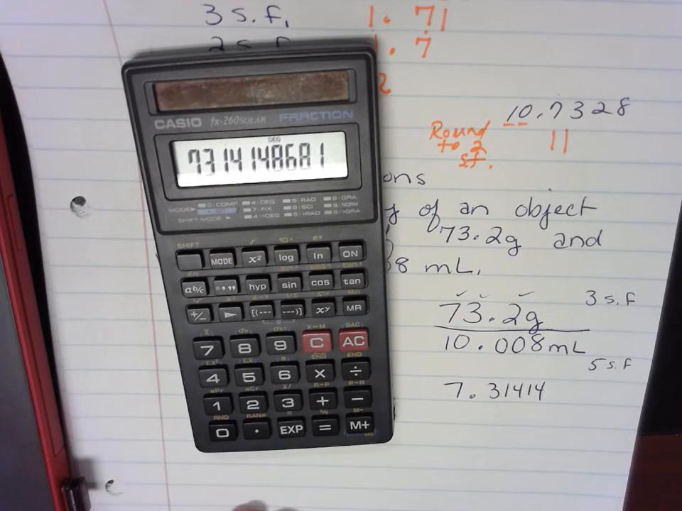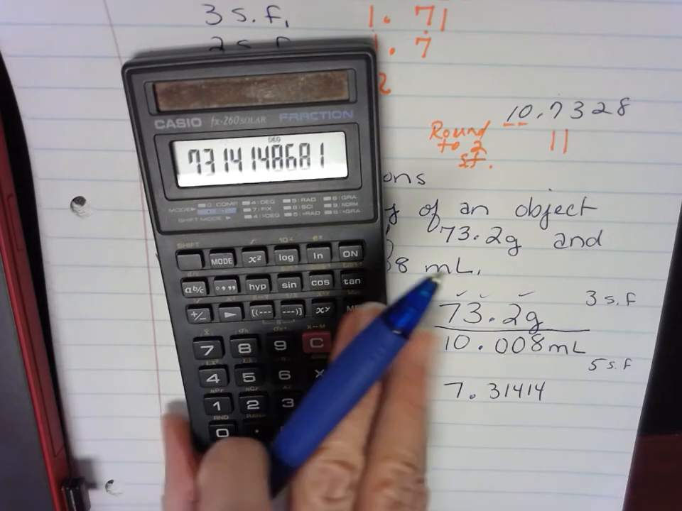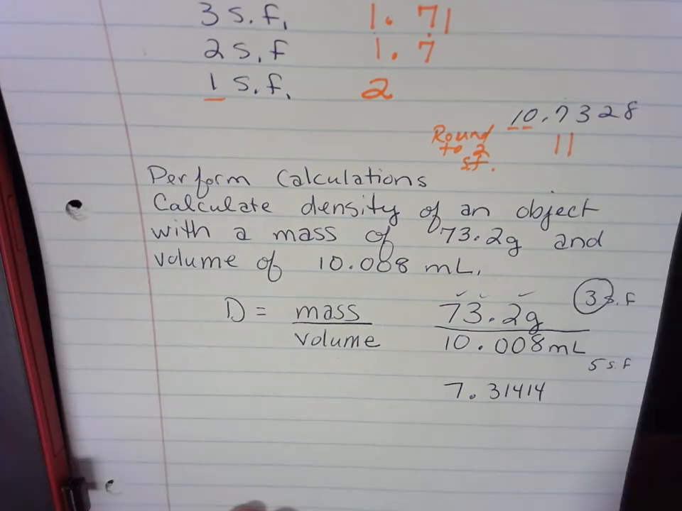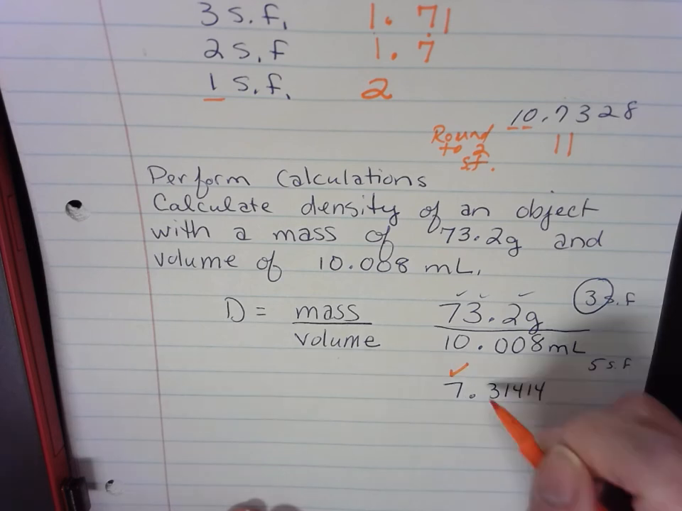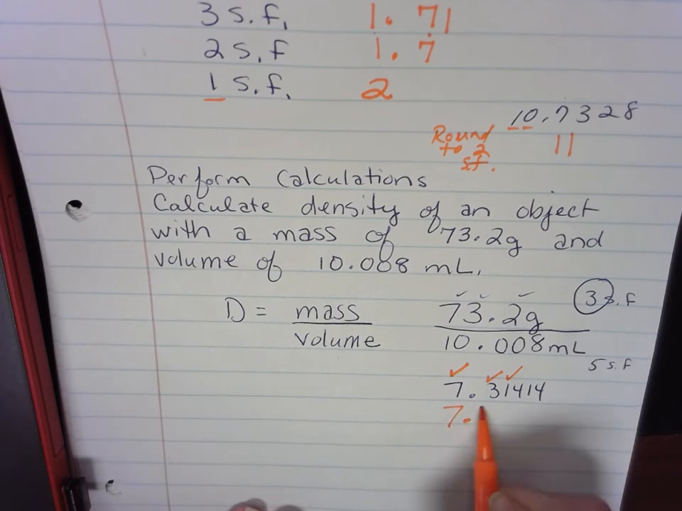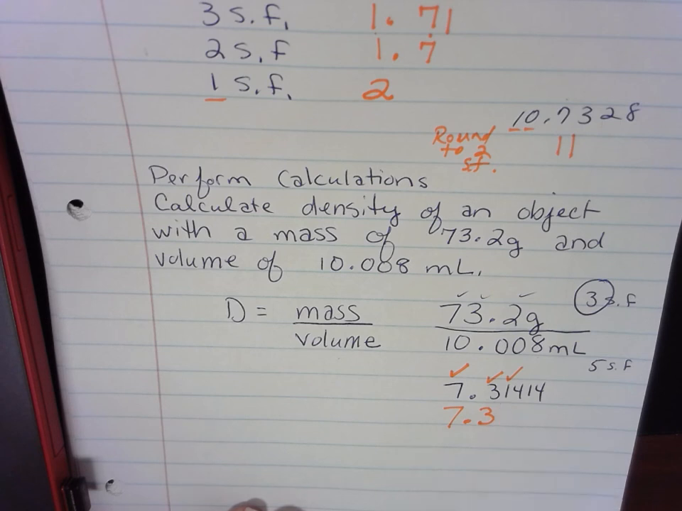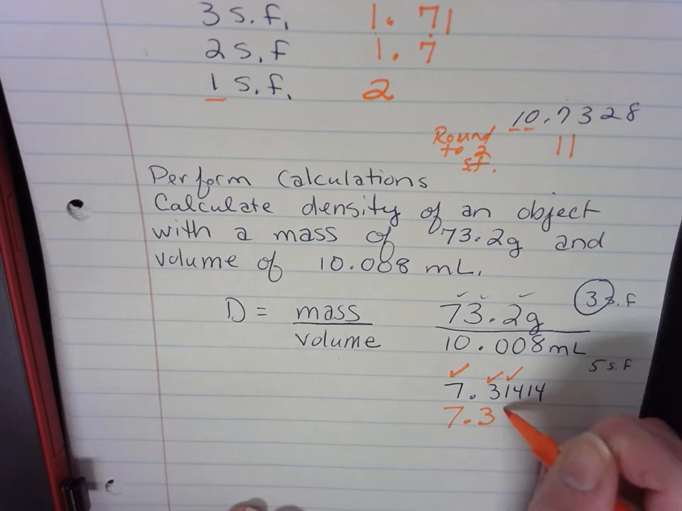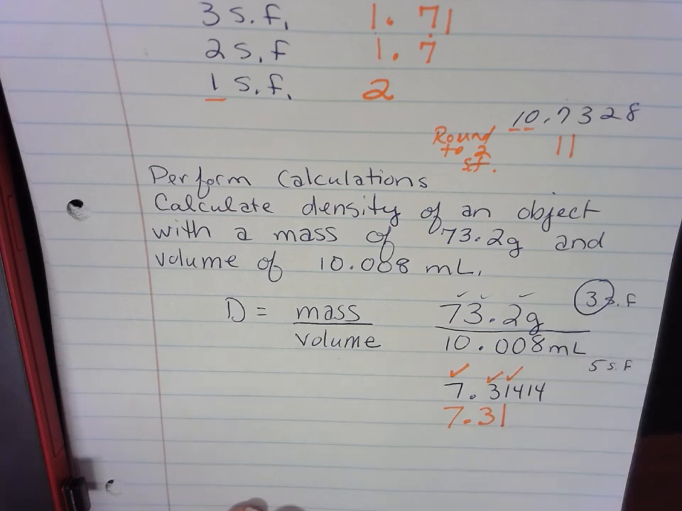Okay, now I can keep the lowest number of significant figures. So I can only keep 3 significant figures. That's all I can keep. So I start out here and I count 1, 2, 3. So I can keep my 7.3, and this number here I have to decide, do I need to round it up or do I leave it the way it is? The number behind the 1 is a 4, so I do not round it up. My answer in correct significant figures is going to be 7.31 grams per milliliter.